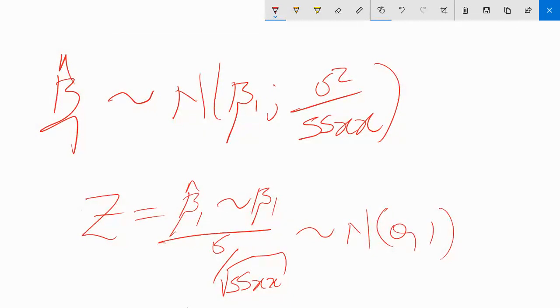Our challenge now is, if you look, this is a population value and we are dealing with a sample, which means we have to estimate sigma there. But before going to estimating sigma, let's look at the variance of beta 0.